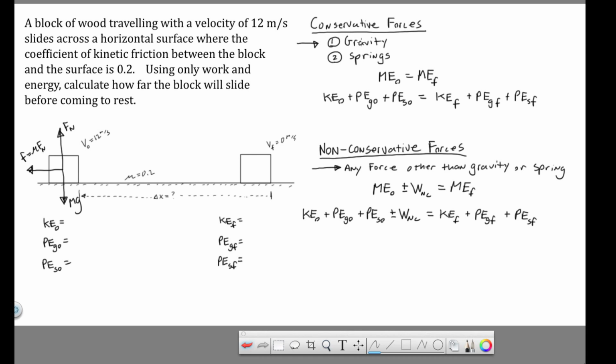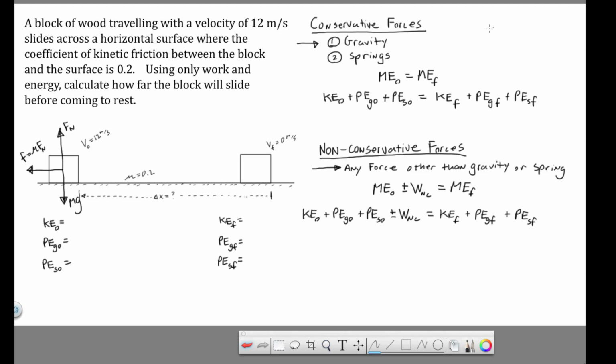And if gravity and spring are the only two forces affecting the motion of the object, then mechanical energy initial will be equal to mechanical energy final. And as we talked about in class, there are three forms of mechanical energy: kinetic, potential of gravity, and potential of spring. So basically our initial mechanical energies added up will equal our final mechanical energies added up.